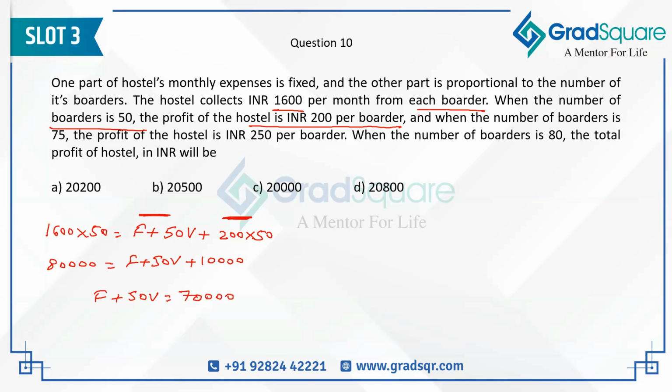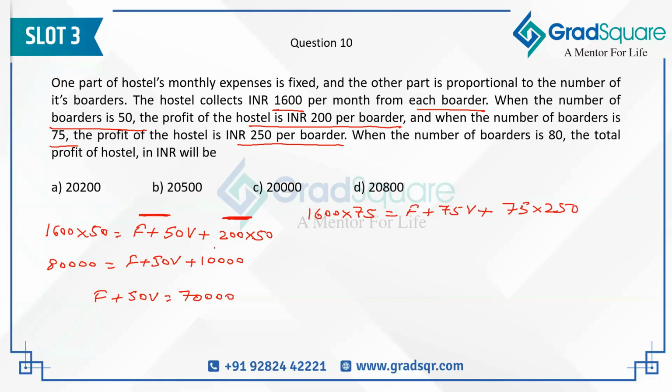Let's go further. When the number of boarders is 75, the profit turns out to be 250 per boarder. A very similar equation you will be able to generate: 1600, but remember this time you will not multiply it by 50, you will multiply it by 75. Should be equal to what? F plus 75V plus the profit, and profit is 250 per boarder, and how many boarders are there? 75 boarders. So 75 times 250, right?